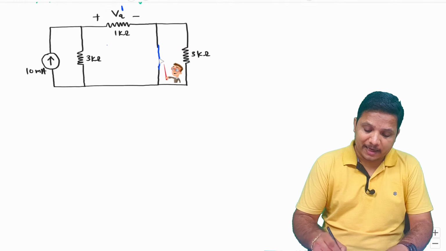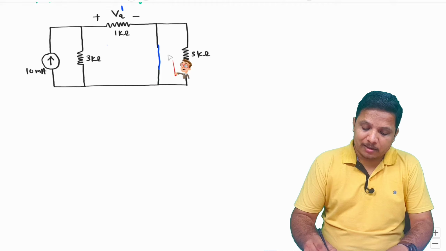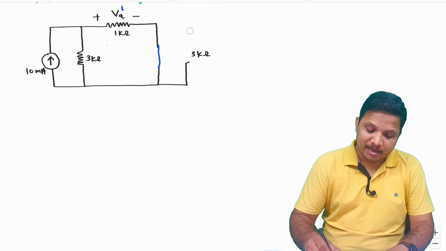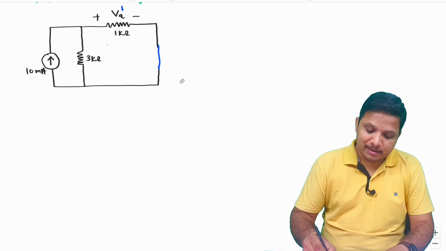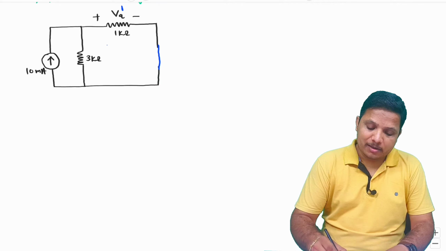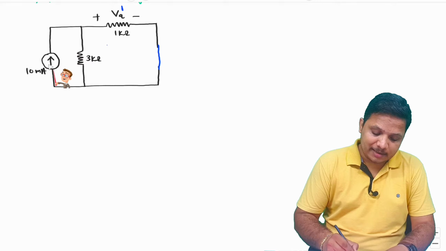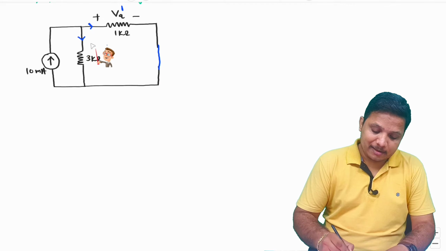Now see, for this circuit, if you observe, this resistance is there along with the short circuit, right? So as this resistance is short circuited, you don't need to connect this resistor. So let me remove this resistor as it is across the short circuit. So now your network is reduced to this. Now if you observe here, this current of 10 milliampere is getting divided between this and this resistor, right?